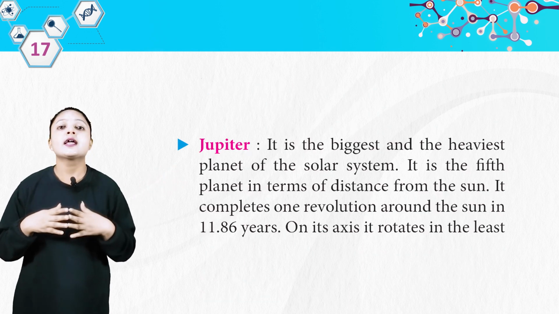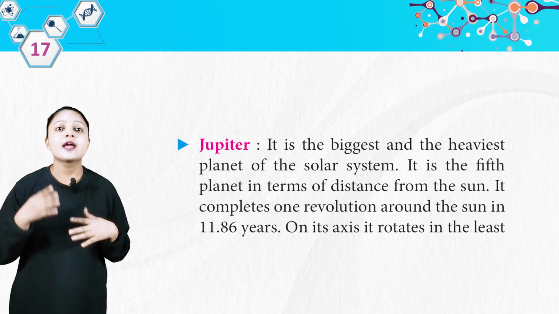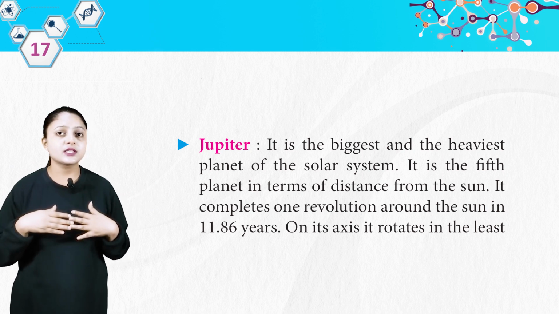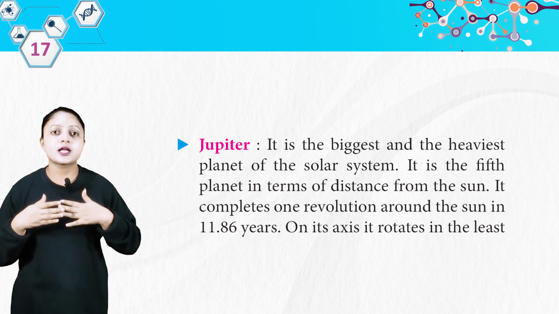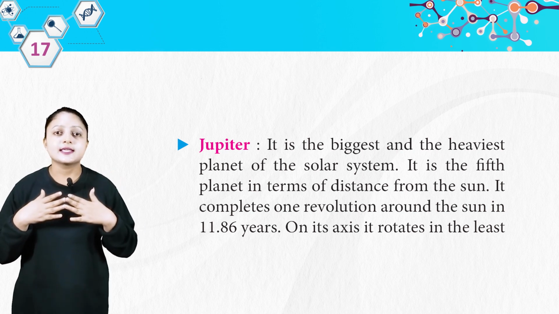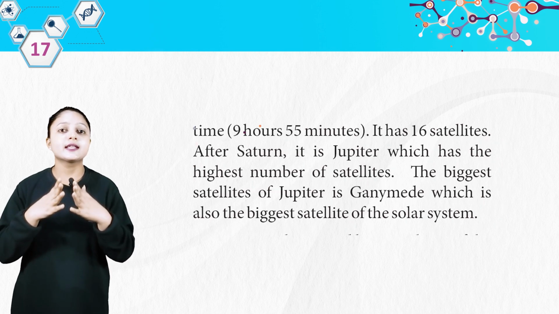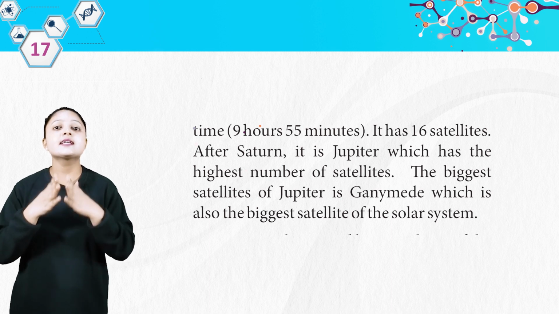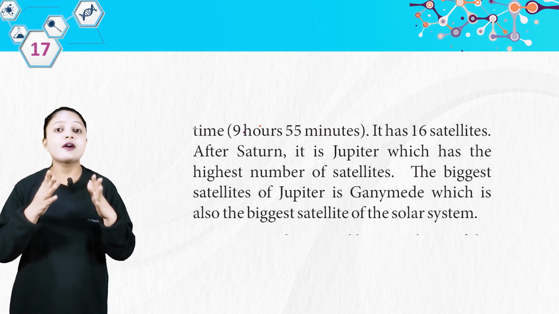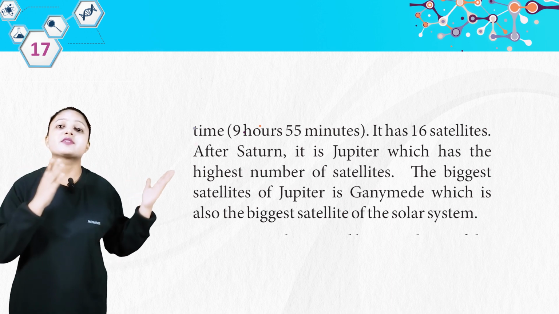Jupiter. It is the biggest and heaviest planet of the solar system. It is the fifth planet in terms of distance from the Sun. It completes one revolution around the Sun in 11.86 years. On its axis, it rotates in the least time, 9 hours 55 minutes. It has 16 satellites. After Saturn, it is Jupiter which has the highest number of satellites.